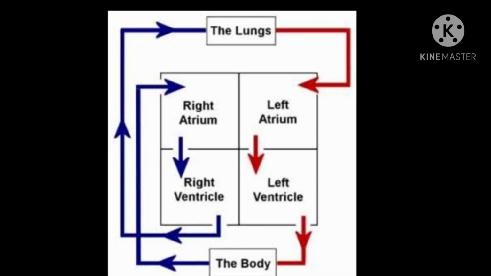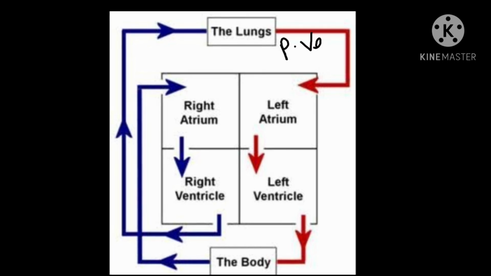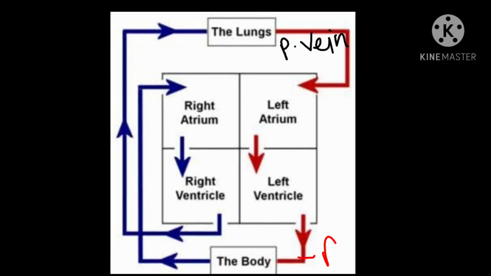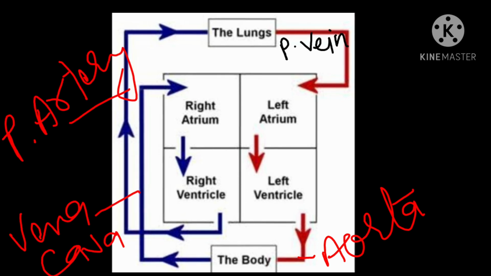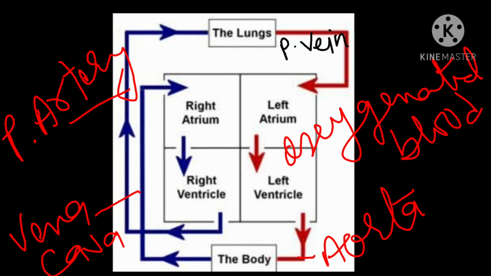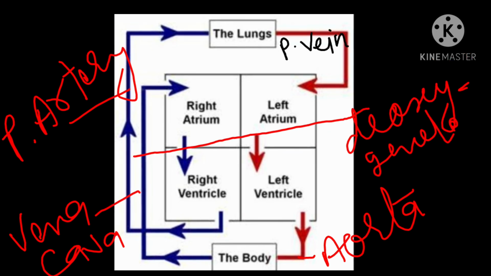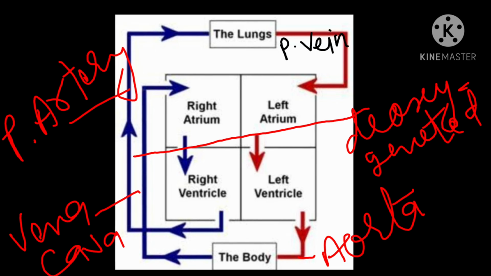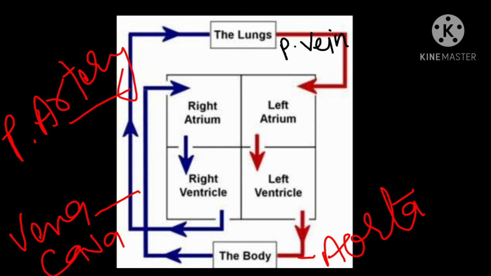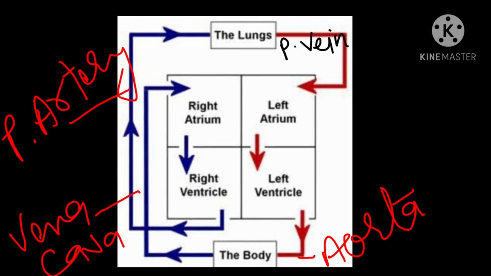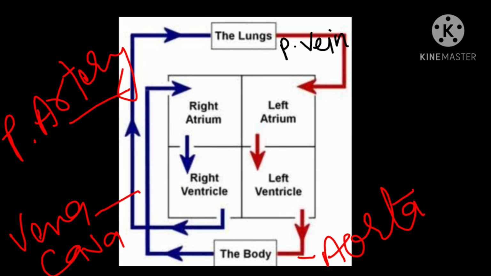Here there is another flow chart of the blood circulation. You can understand by this flow chart also. You can see in this picture that one portion is red, which is carrying oxygenated blood, and the other portion is blue, which is carrying deoxygenated blood. So you can see the lungs sending oxygenated blood through the pulmonary vein to the left atrium, and from the left atrium it comes to the left ventricle.